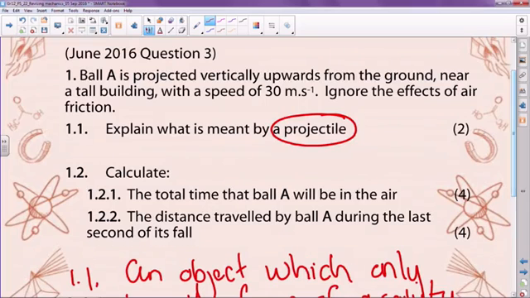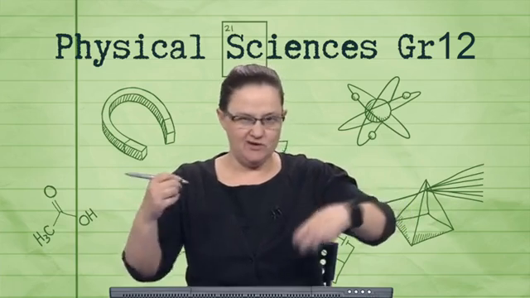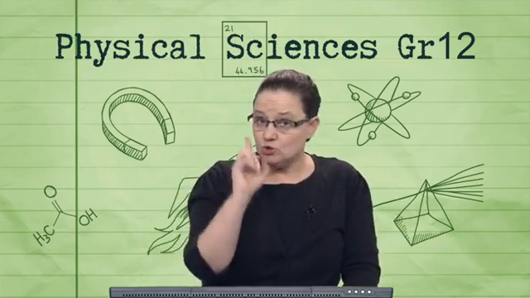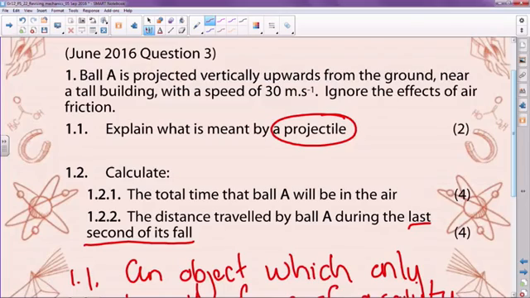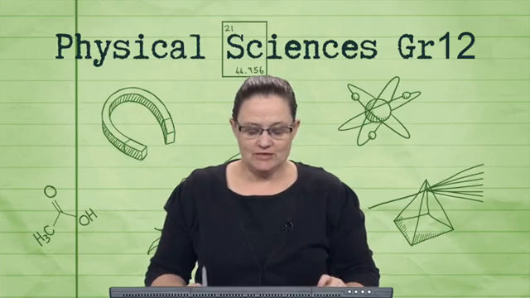Okay, so you're going to get 3 minutes, and what I want you to do is calculate the total time that the ball A will be in the air, and, okay, you might not get through all of those in 3 minutes, we'll see how it goes, the distance traveled by the ball during the last second of its fall. Okay, I'll tell you what we'll do. Let's split this up, because if you get 1.2.1 wrong, you're going to get the next one wrong. So, I'm giving you 2 minutes, and all you're doing for me for now is this one. Okay, you got 2 minutes, and you're going to calculate the total time that ball A will be in the air. Okay, and your time starts now.